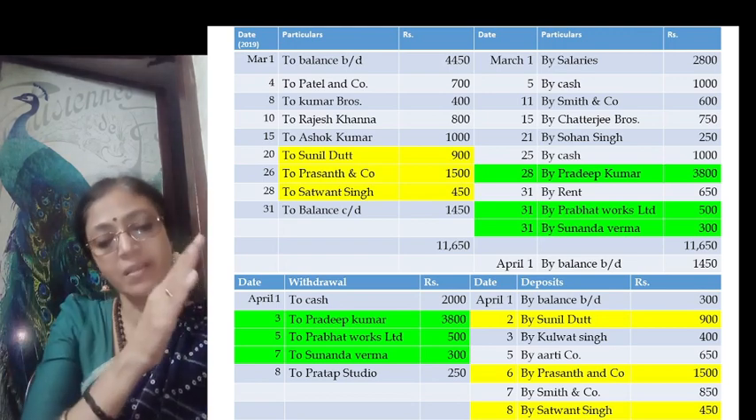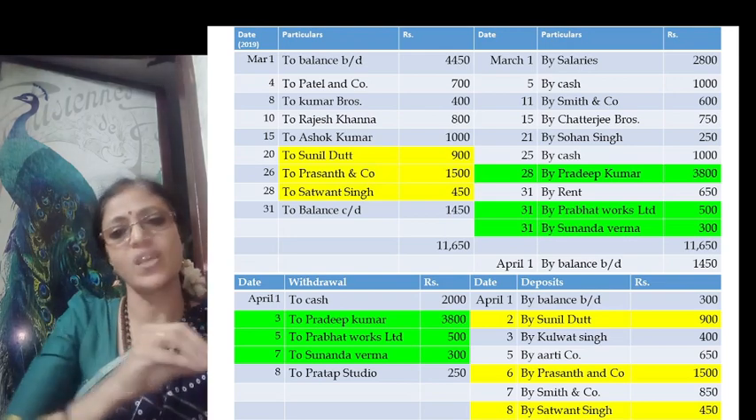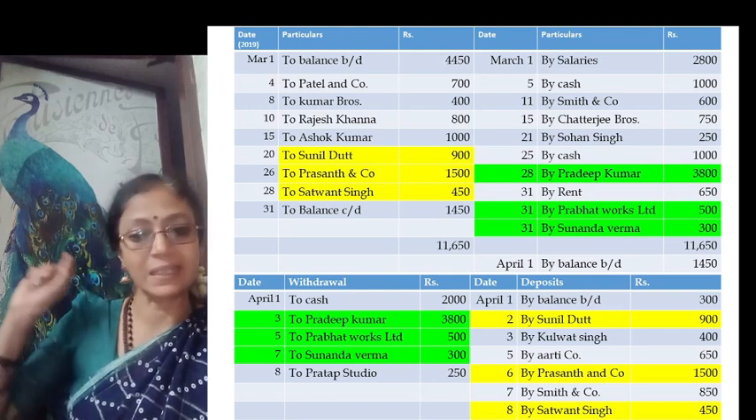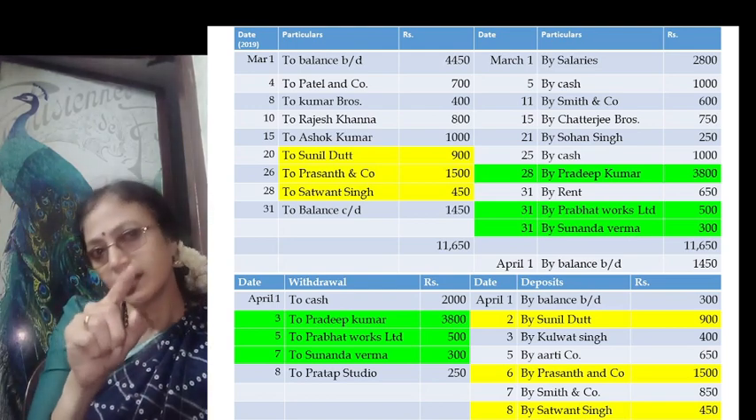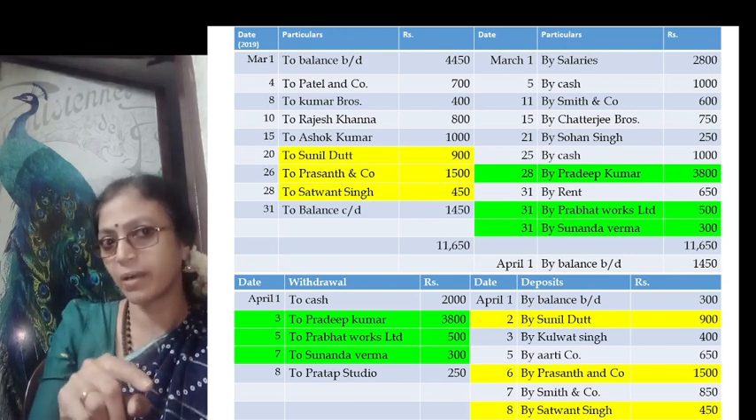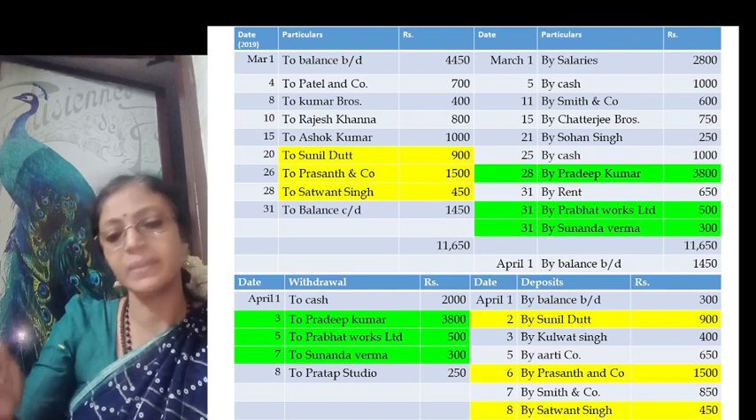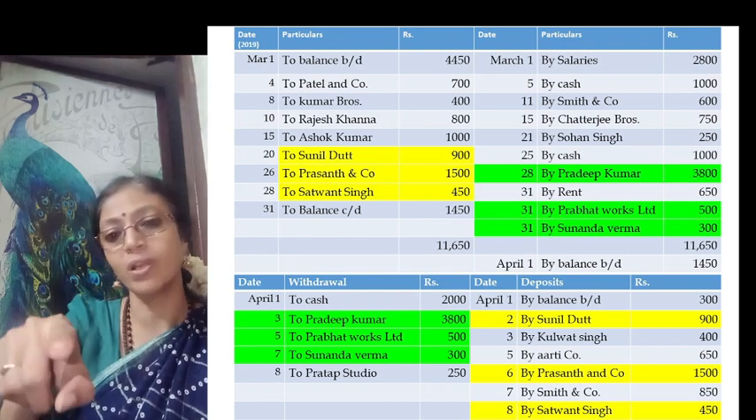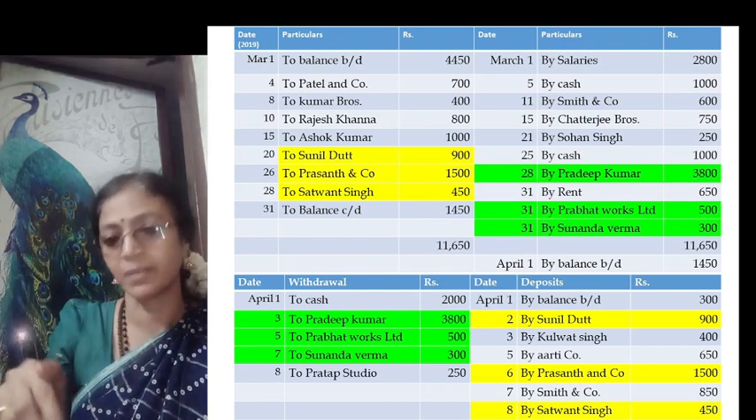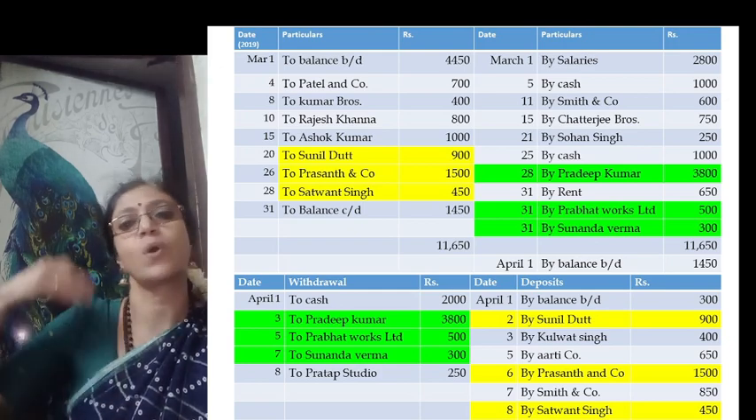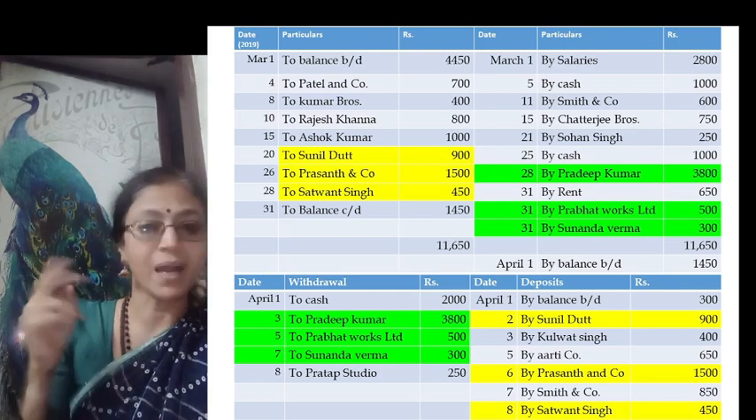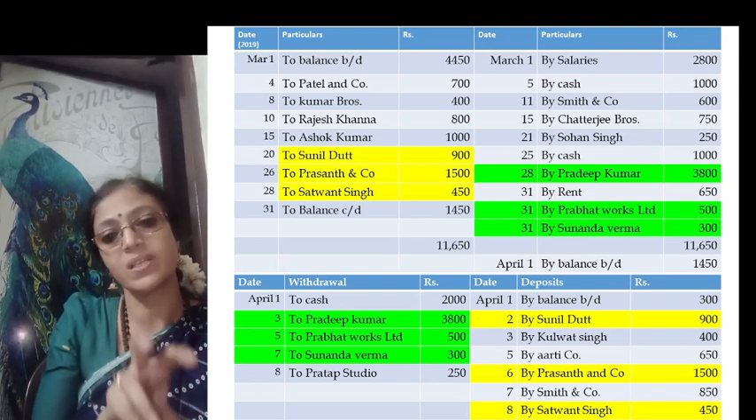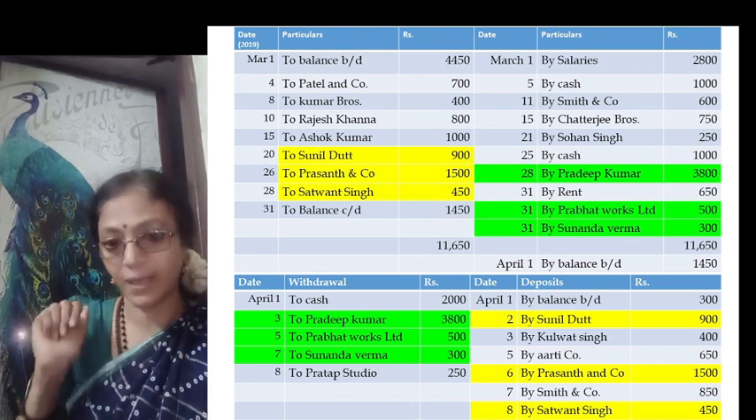Whatever has been received and recorded here, these cheques are deposited into the bank, and the bank's deposit balance automatically increases. If you look at these four items, Patel, Kumar, Rajesh, and Ashok, they do not appear in the deposits of the bank passbook for the period given to us, starting from 1st April. This shows that these transactions were already processed in the month of March 2019 itself. That's why in the bank passbook for the month of April, these items do not appear.